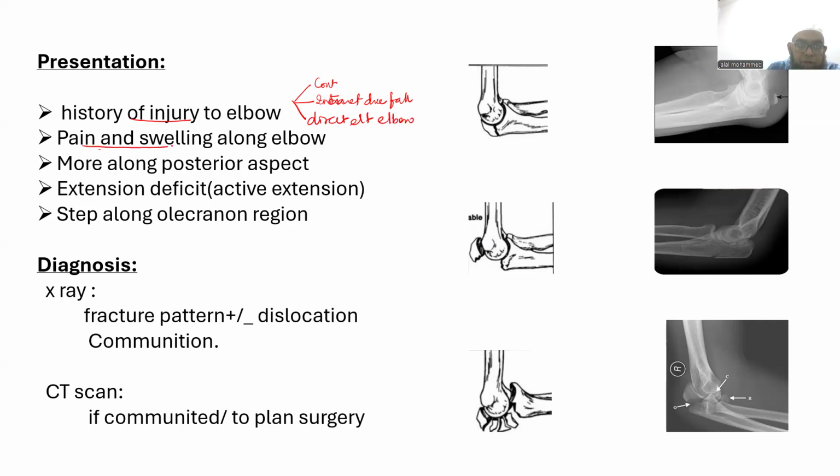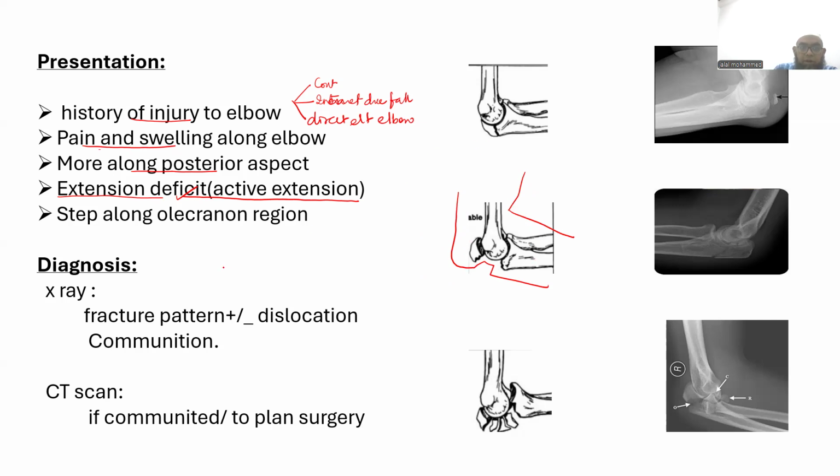There will be pain and swelling at the elbow joint, and the swelling will be more on the posterior aspect. As the elbow extensor, the triceps, has its attachment at the tip of the olecranon, if there is a deficit, then the patient will have an extension deficit. And if the fracture is displaced, then the patient will have a step. So if you see here, this is the elbow joint. Here the patient will have a step like this over the elbow if there is a displaced fracture.